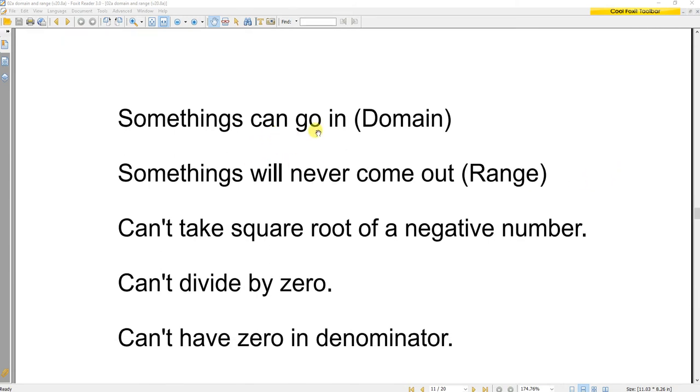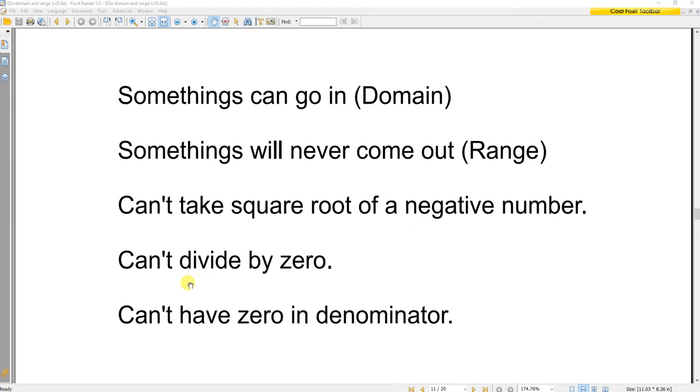Some things can go into a domain, and some things will never come out of a range. You can't take the square root of a negative number. At least you don't know how to yet. You can't divide by 0, and you can't have 0 in the denominator.